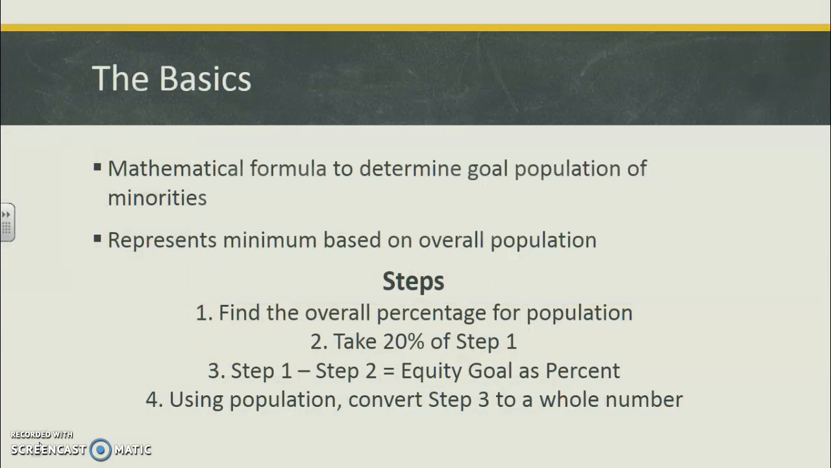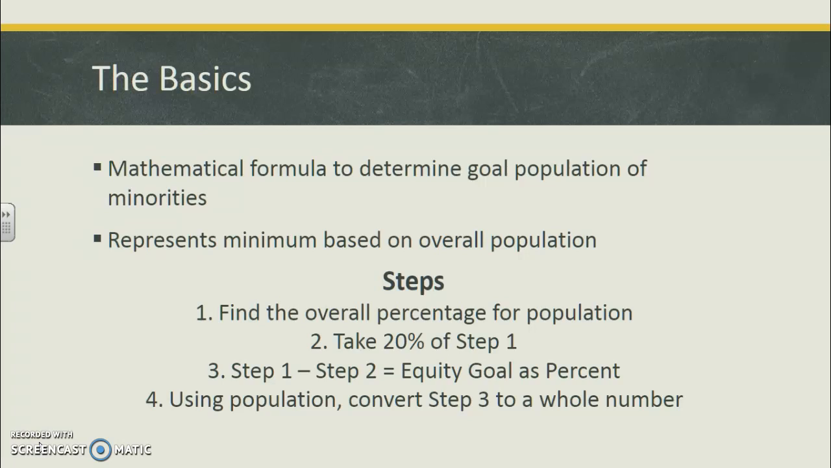So the basics are this is a mathematical formula to determine the goal population of minorities, and really any group within the gifted program. It's really to set a goal and a minimum number of students in the gifted programs, so that you're looking at something that is quote unquote equal. And it represents a minimum base of the overall population.